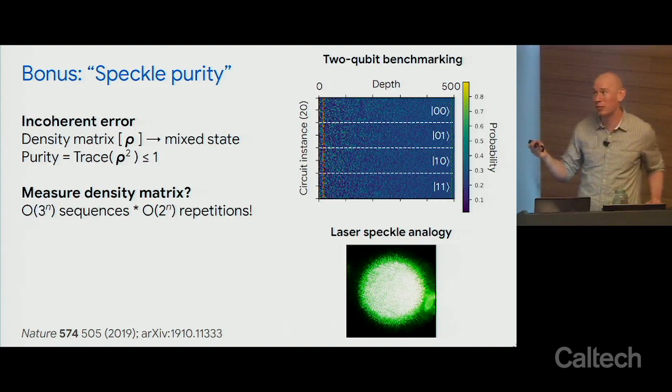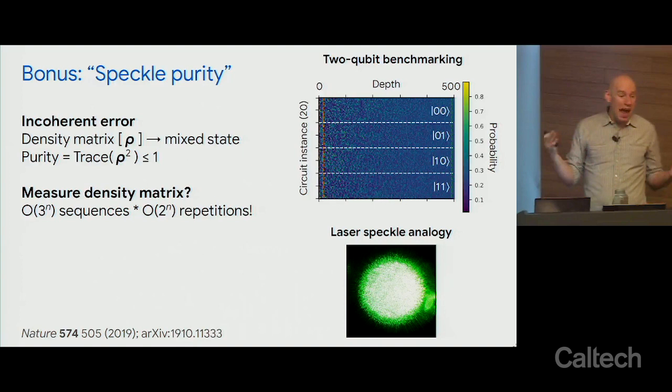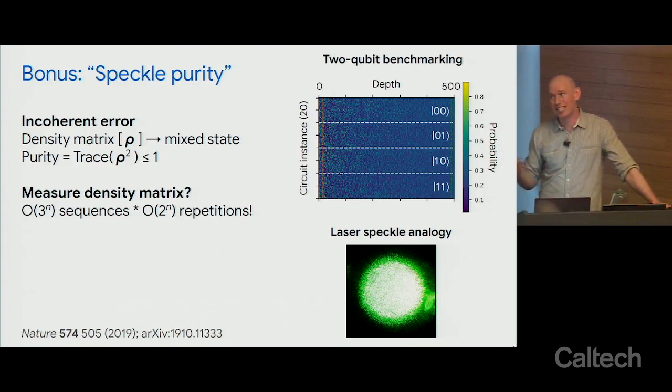And you're familiar with this density matrix. Of course, the trace of rho squared is less than or equal to 1, and it equals 1 in the case that you have a pure state. That's what we want, is a pure state. But it decreases as you go through incoherent error. Now, one path to figuring out this error is to actually measure the density matrix. That sounds okay, but you know, measuring the density matrix is kind of a big pain. It scales exponentially. We have an exponential number of sequences that we have to execute. And for each of those sequences, we have to do an exponential number of repetitions. So it's very data intensive.